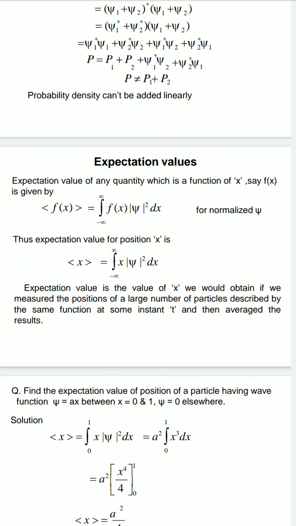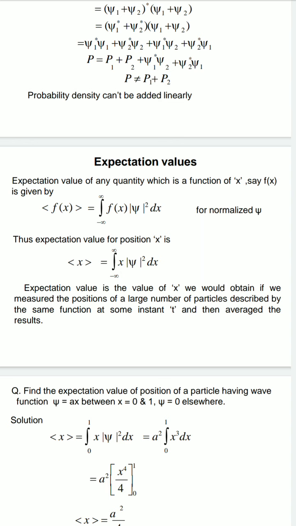What does this equation mean? It is actually the average. If you are finding the expectation value of position, then you are finding the position of a particle in a system several times and taking the average of it. That is what it means, expectation value of x.